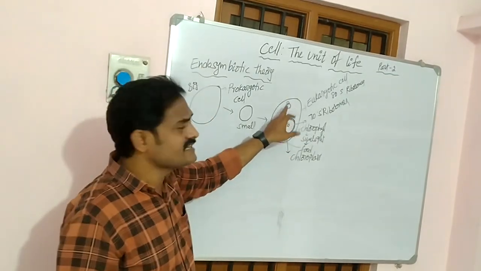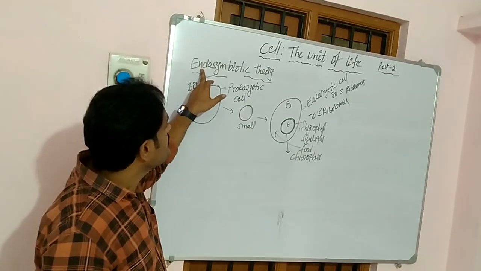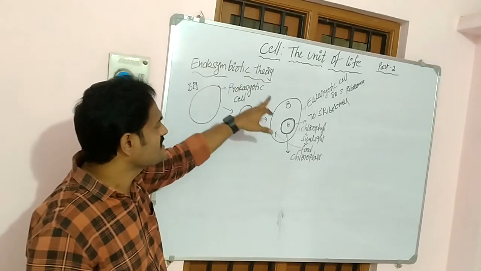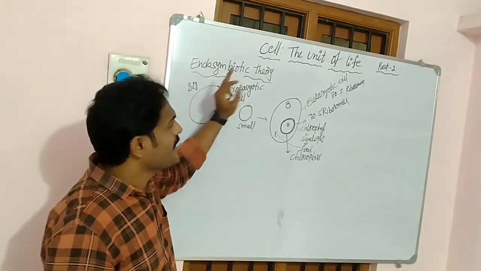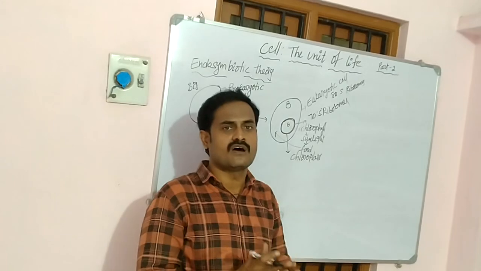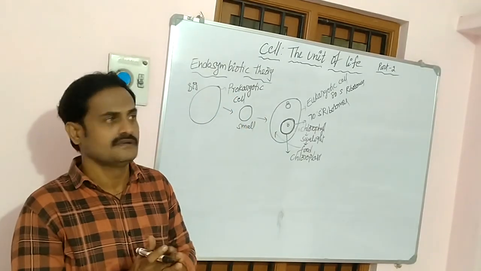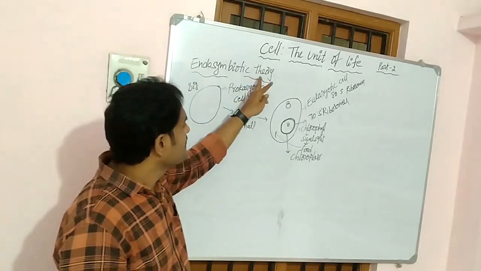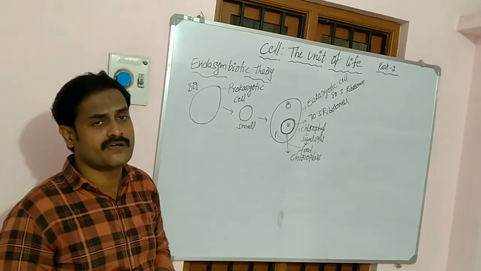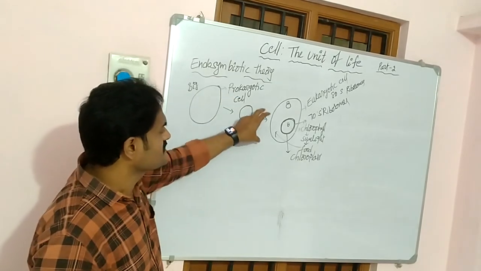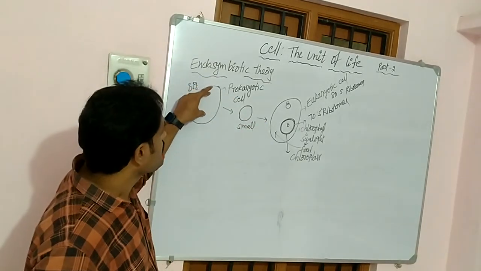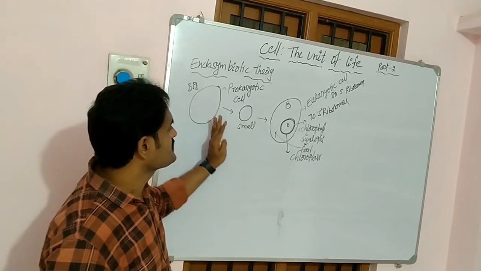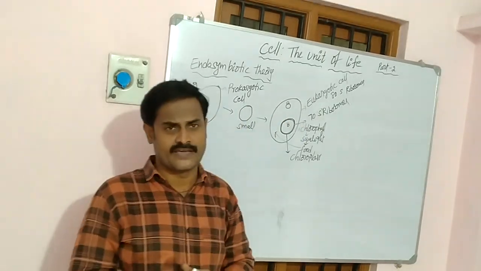This living relationship is called the endosymbiotic theory. Endo means inside the organism. Symbiotic means two organisms living together. They are living together inside the cell. Such a theory is called the endosymbiotic theory. This theory tells that all prokaryotes, after some evolution, are modified into eukaryotes.